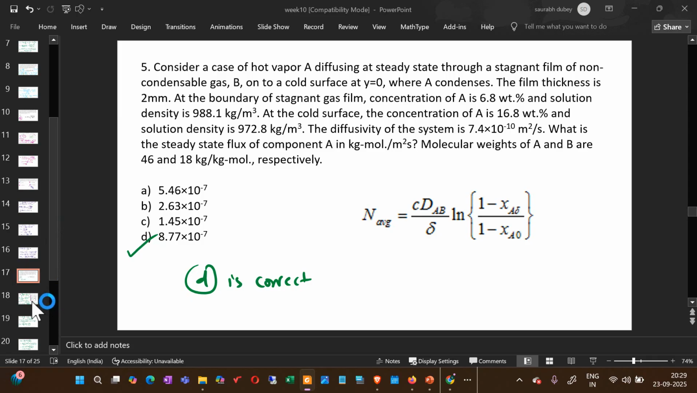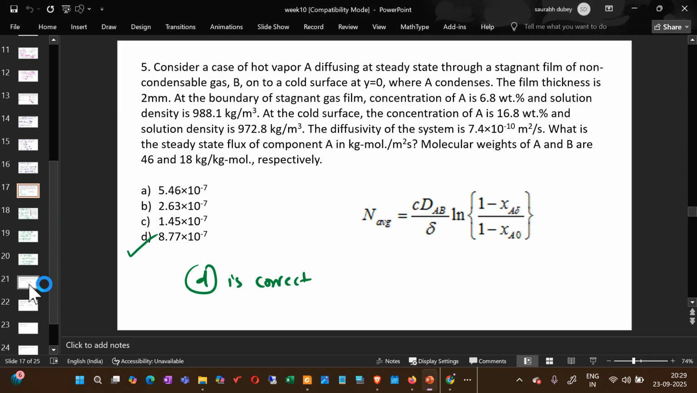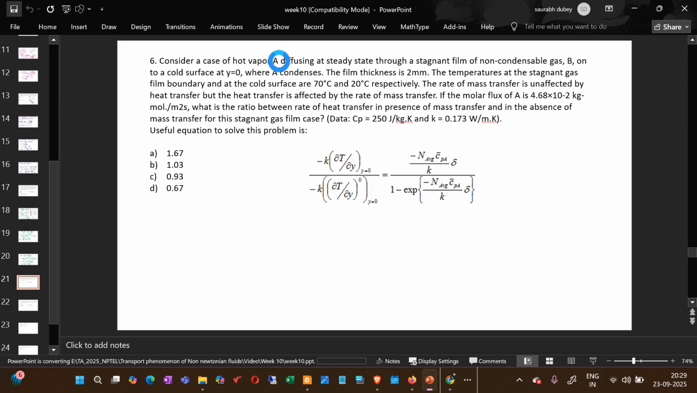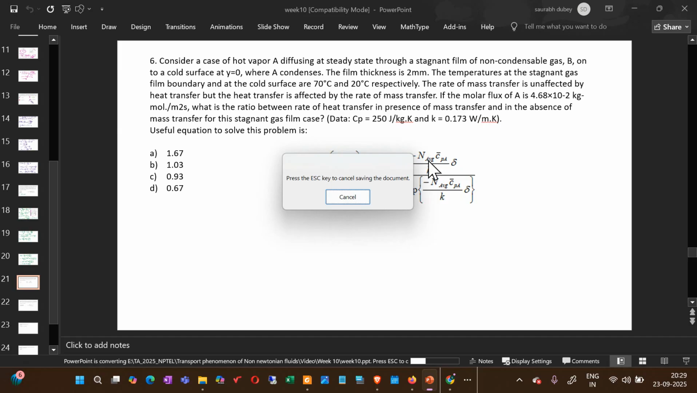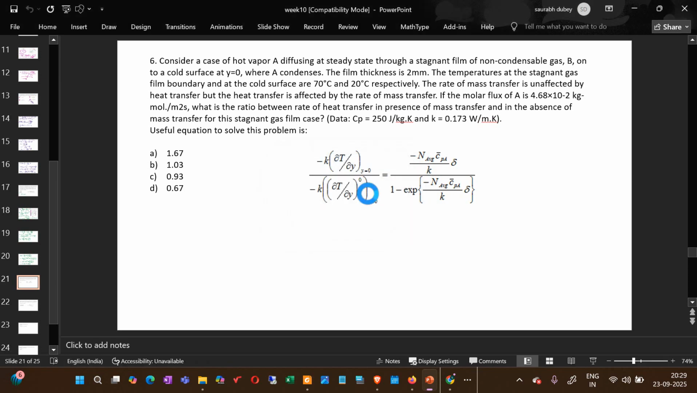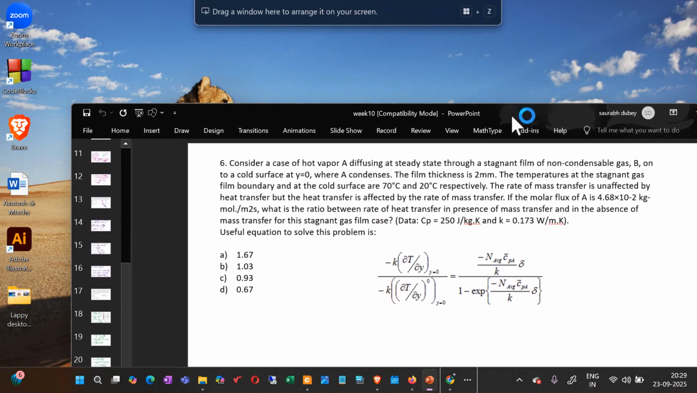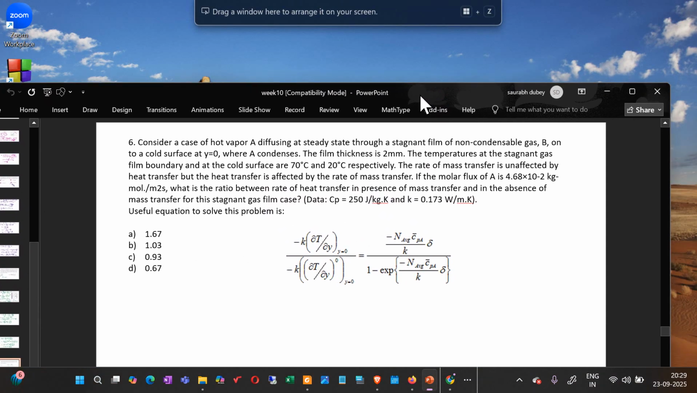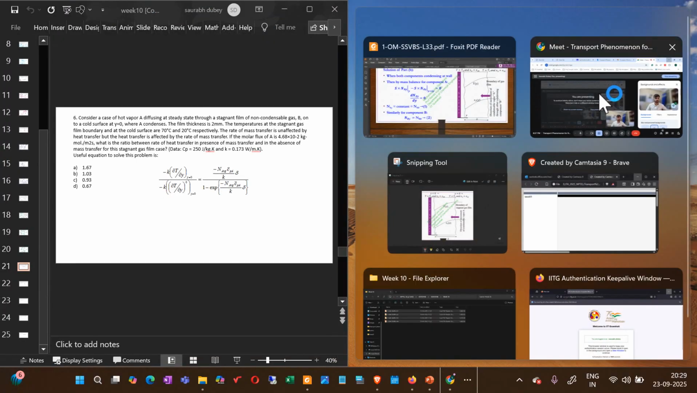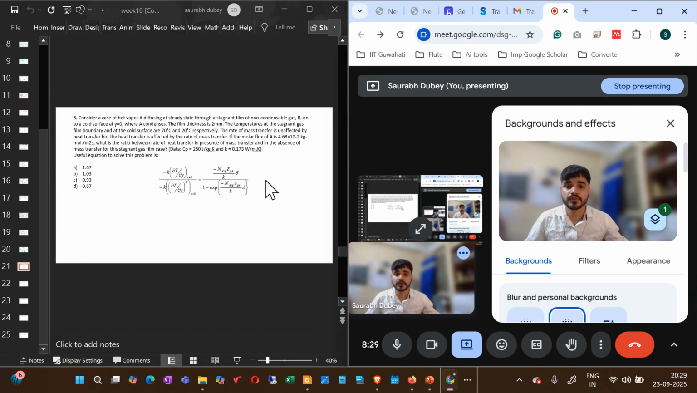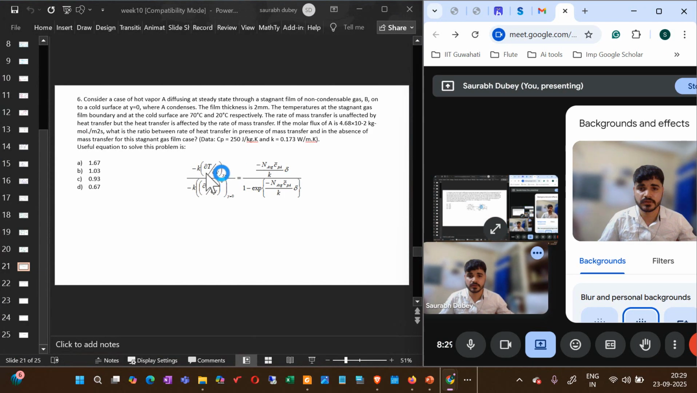So let me just show you another question, which is question number 6. It is again around a similar concept, very similar. So I will not spend much time on this. So what I'm saying is this question.